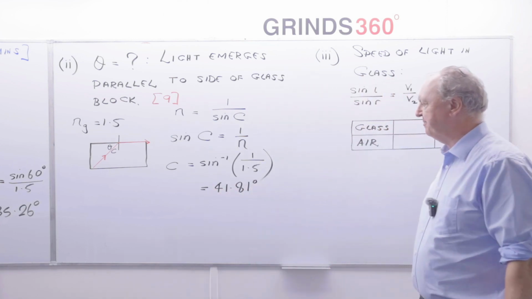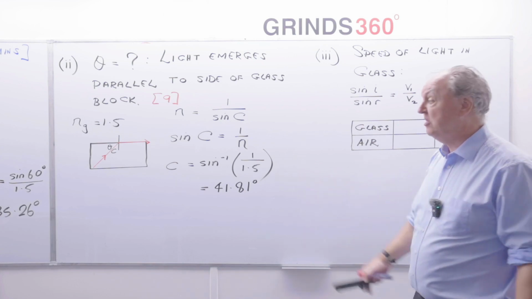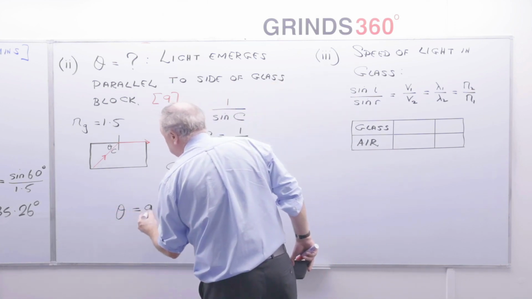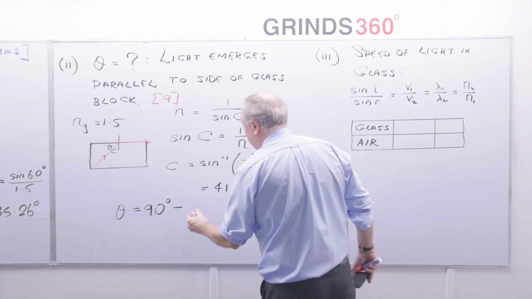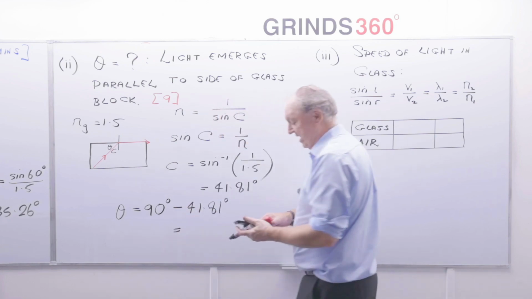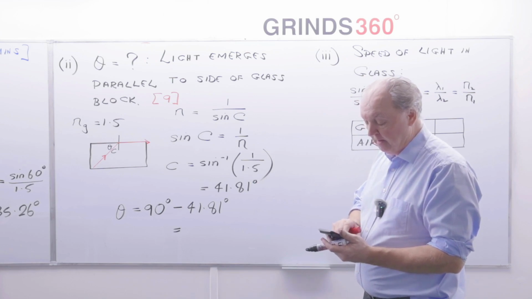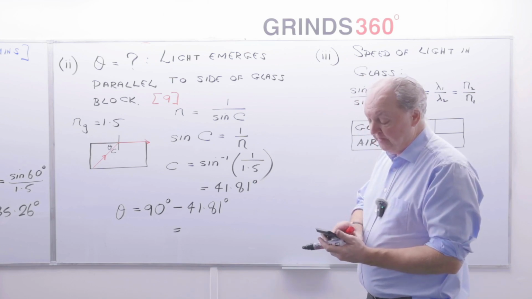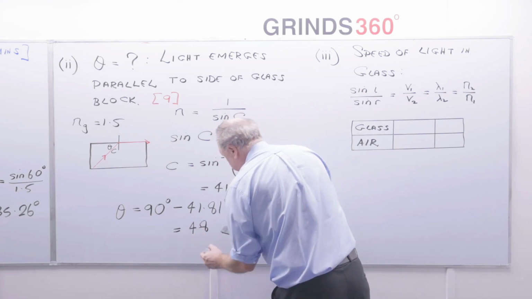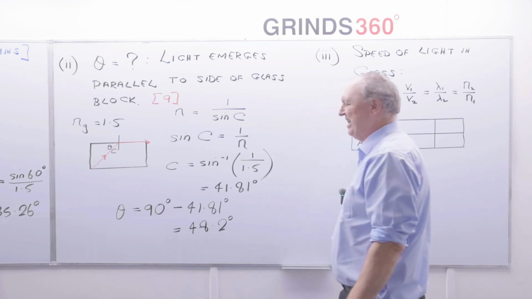As the critical angle. And again, they're talking about theta, aren't they? So don't forget that. So theta will be 90 degrees minus that critical angle, 41.81 degrees. So I get an answer of 48.19 degrees. Or let's say 48.2 degrees is fine. So there's my angle theta.